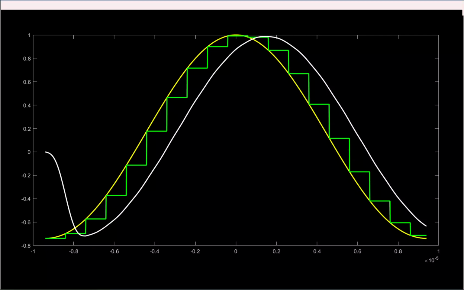Zero order hold is cascaded with the filter. If it is cascaded with the zero order hold, then effectively that whole system becomes a higher order. Exactly, yeah.